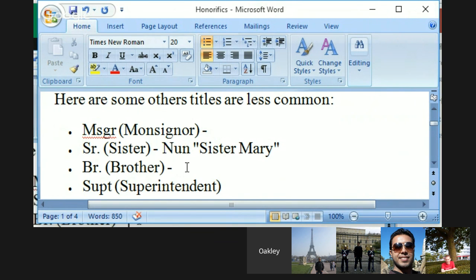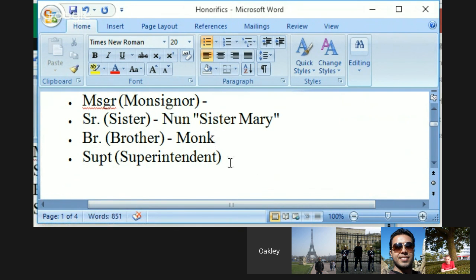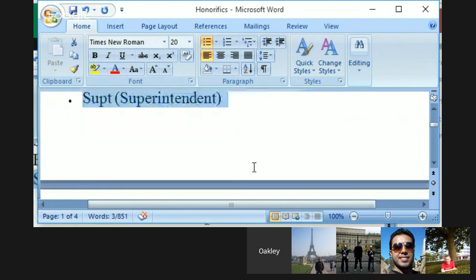Brother, of course, being a Carlos. Sorry, Carlos. Brother Carlos, are you there? Yes. It's like a monja in español. Yes, I get it. Okay. Yeah, a brother is like a monk. Exactly. All right. Who's a superintendent?